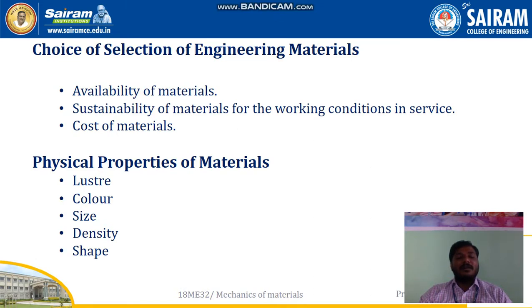Because we need different types of materials. For a handle we require a different material. For a screw we are going to use a different material. So like this, different types of materials are required to manufacture one particular screw jack. On what basis are we going to select the materials? The first thing, for any manufacturing of any component or object, is that we need to see the availability of the materials, whether that particular material is available or not.